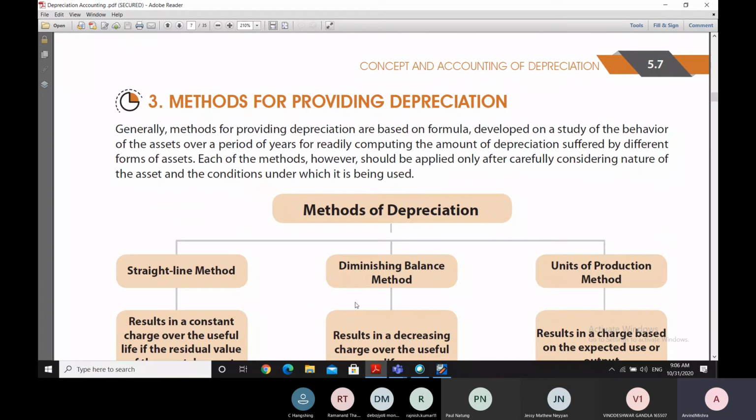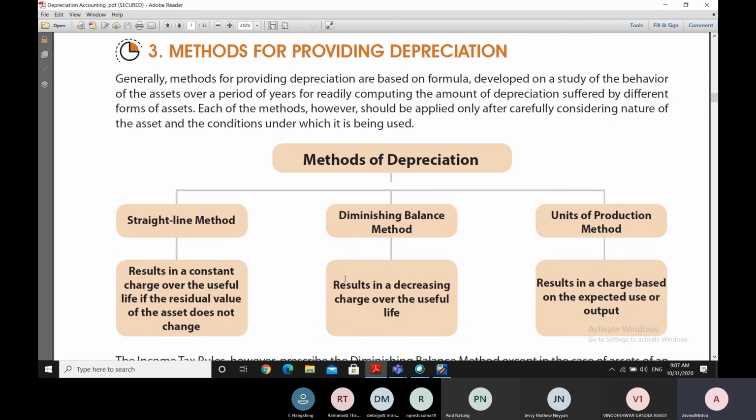Each of the methods, however, should be applied only after carefully considering the nature of the asset and the conditions under which that asset is being used. On the basis of this consideration, we should be able to find out the best or the most suitable method that must be used to calculate the depreciation.